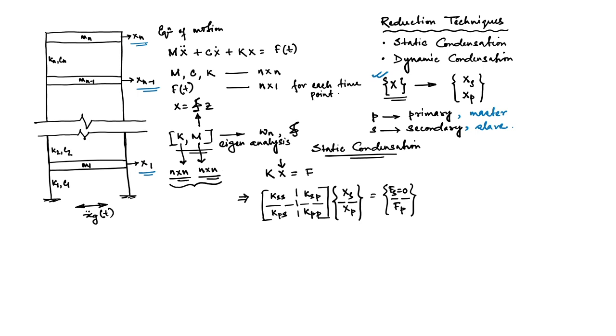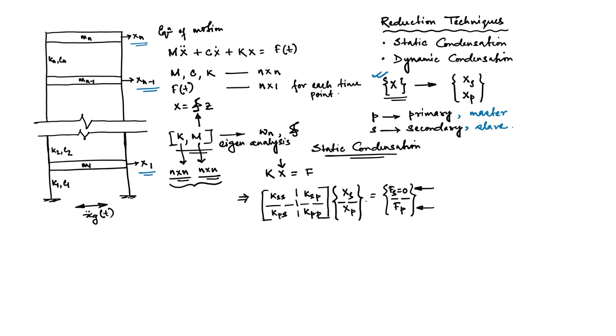We can have some force also there, but for the time being we consider them to be 0. It actually tells us that in a system where we have the generalized coordinates x 1 to x n, not all degrees of freedom are having forcing functions. So, we identify those degrees of freedom not having external forces, and we consider them to be our secondary system. And the ones where we apply this external forcing function, we call them primary degrees of freedom. So, that is the basic way to split this equation.